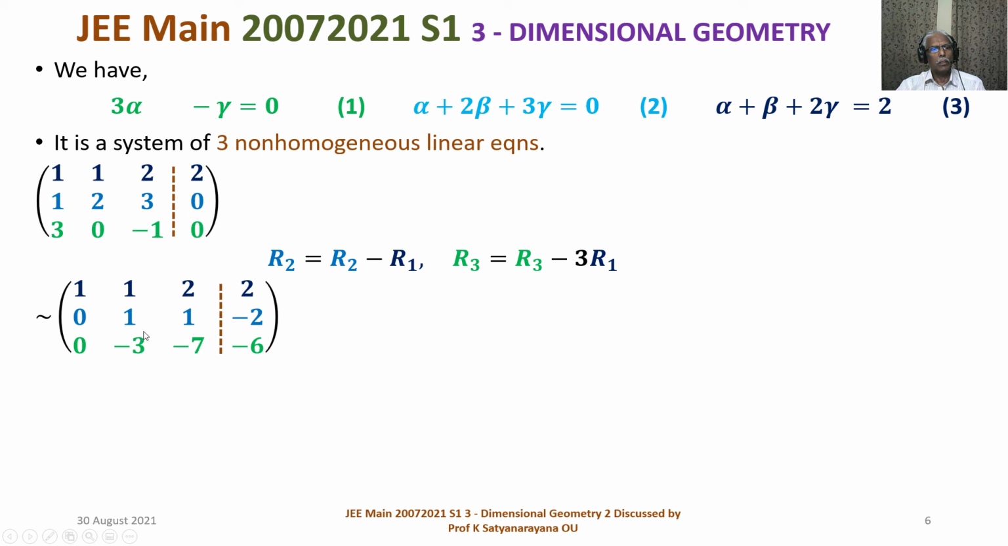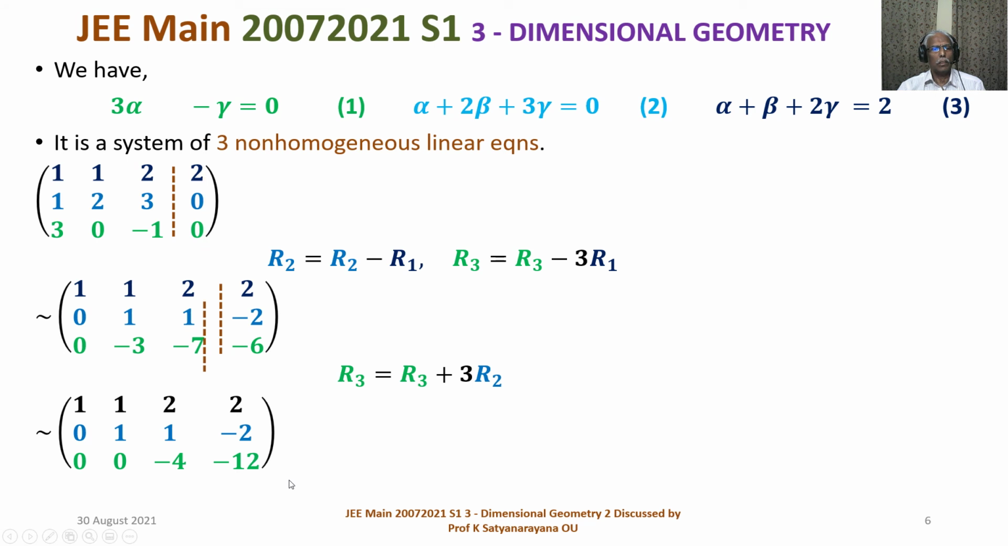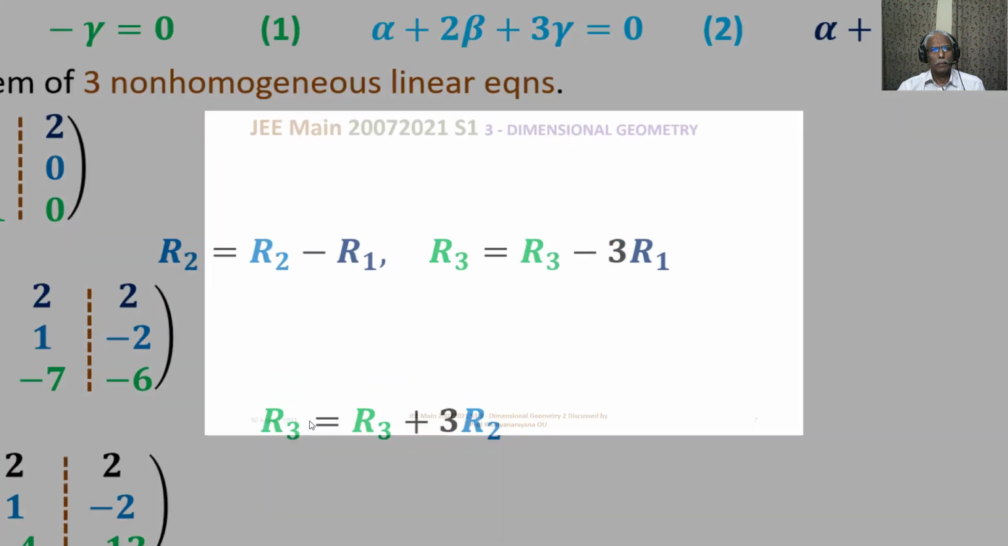So we got this. Now this position I want to make 0. Then to the third row, add 3 times the second row. So R3 is equal to R3 plus 3R2. Thus we got this echelon form. You need not make this as 1. And we will solve for alpha, beta, gamma by the back substitution method.